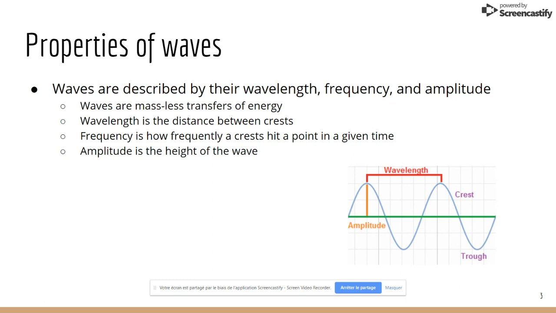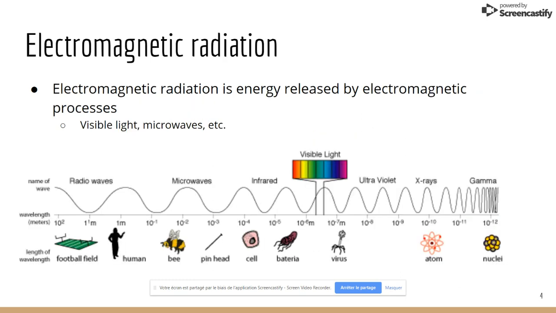That's typically measured in meters. The frequency, which is how often a crest will hit at a given point in time, we typically measure in hertz, which is 1/seconds. And amplitude, which we're not going to talk as much about, is just the height of the wave. Amplitude you'll see more in a physics class. Pause here, you don't need the picture.